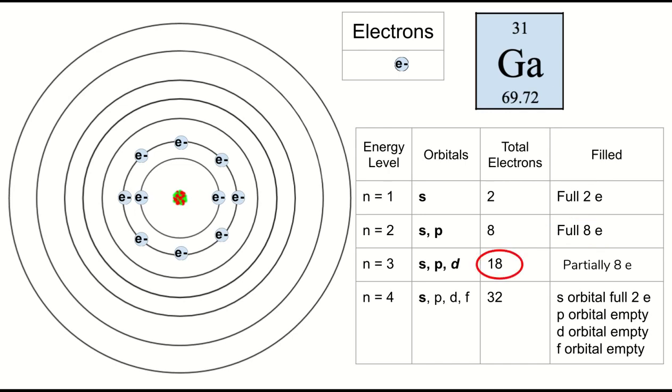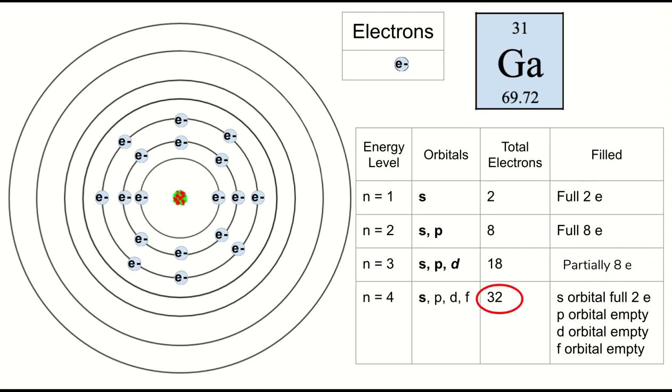Now we're going to the third energy level. The third energy level can hold a maximum of 18 electrons. So we're going to put 2 in for the S and 6 in for the P. And now it is partially full with 8 electrons. At this point, we actually can't put electrons in the d orbital until we first fill up the 4s. So we're going to skip the 3d and go to the 4s.